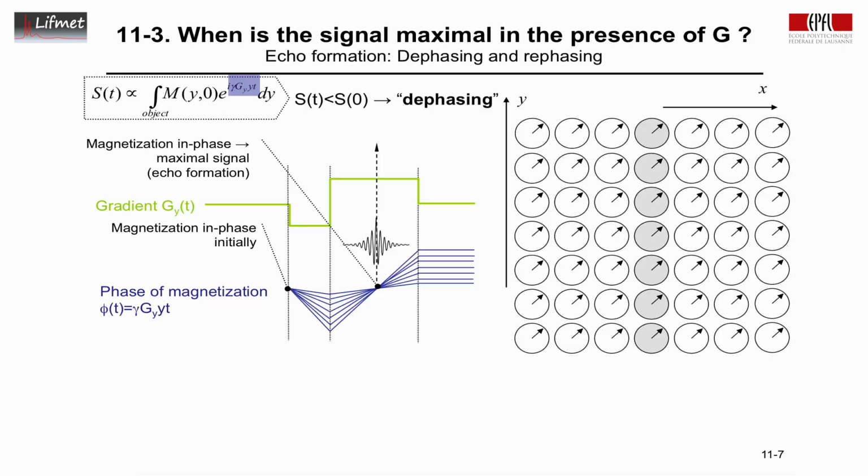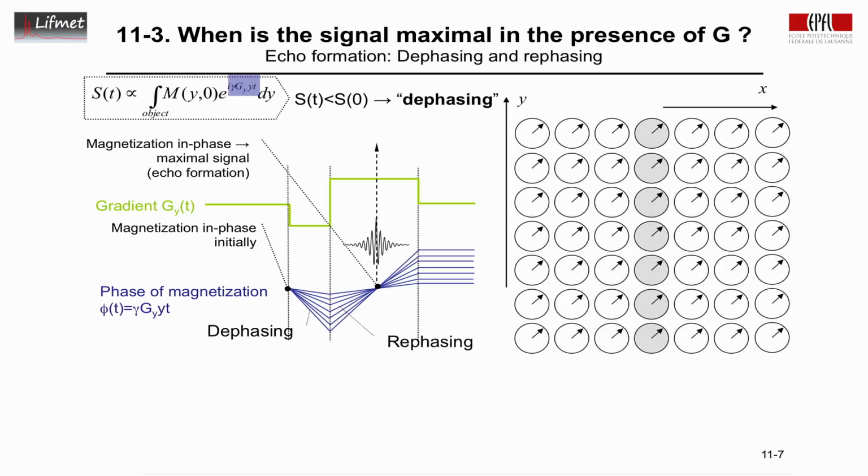So if we look at the phases, we have dephasing. Dephasing means that the magnetization vectors spread out in the transverse plane. They no longer add collinearly, so the signal decreases. And then when they all come together again, we call this phase of the evolution rephasing.